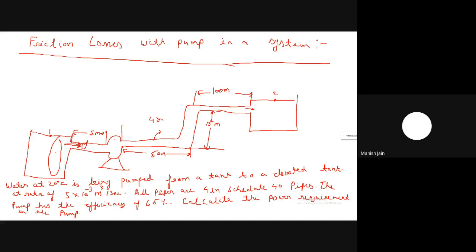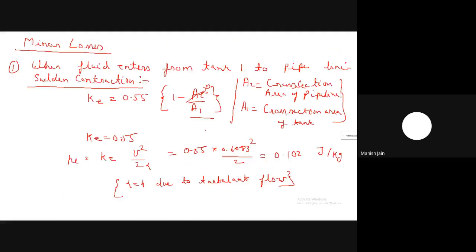Now you have the two 90-degree elbows. This is the first 90-degree elbow and this is the second 90-degree elbow. Okay. So in 90-degree elbows, you have the friction losses. So you have to calculate the friction losses in the two 90-degree elbows. Now the next minor loss, the second minor loss, is two 90-degree elbows.